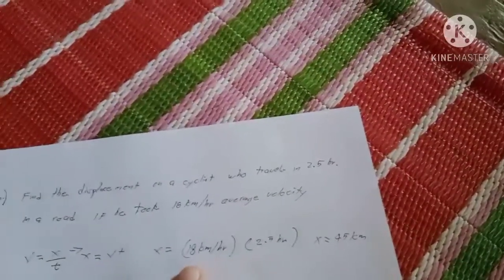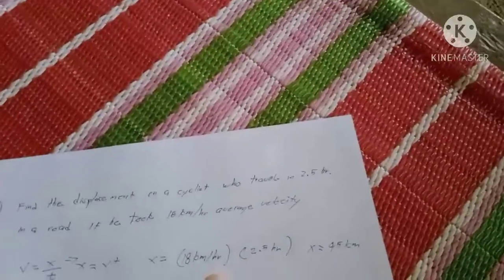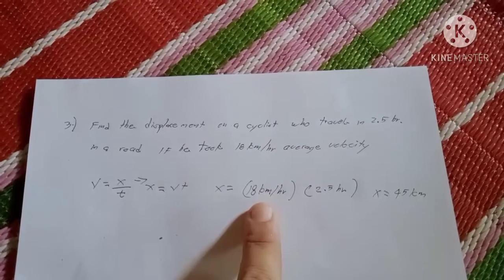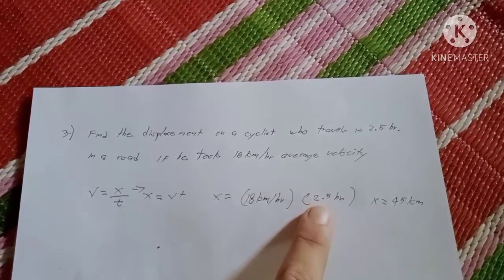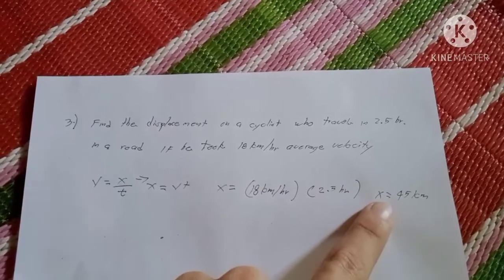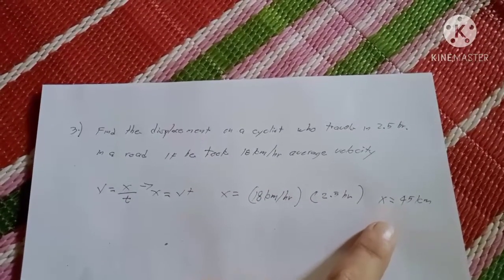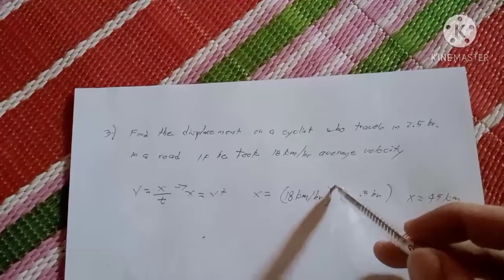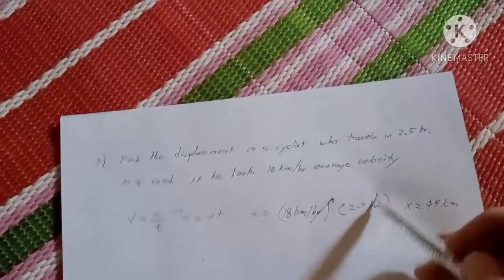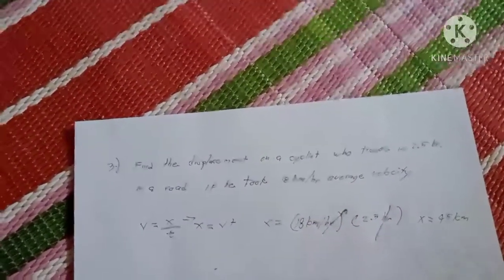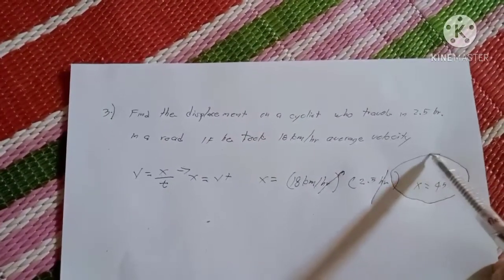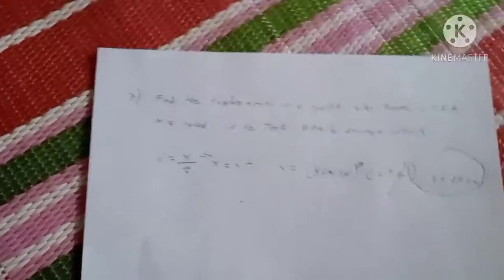18 km per hour multiplied by 2.5 hours equals 45 kilometers. So we cancel the hour to become kilometer. So this is the displacement in the given problem.